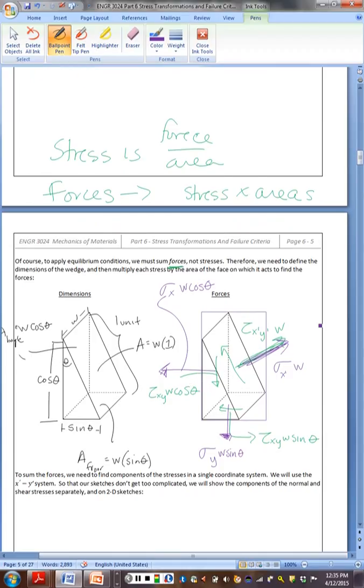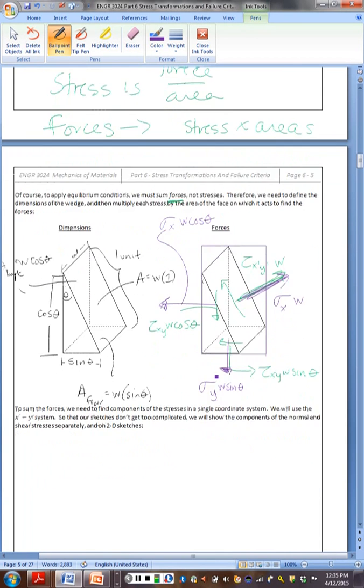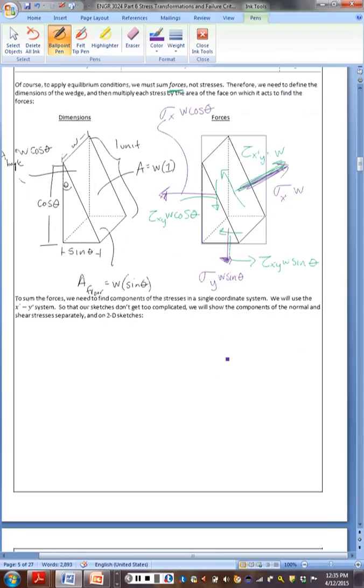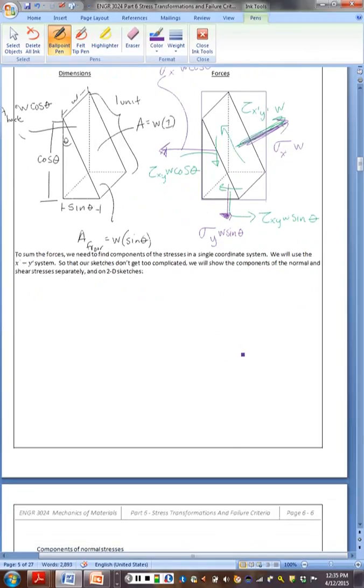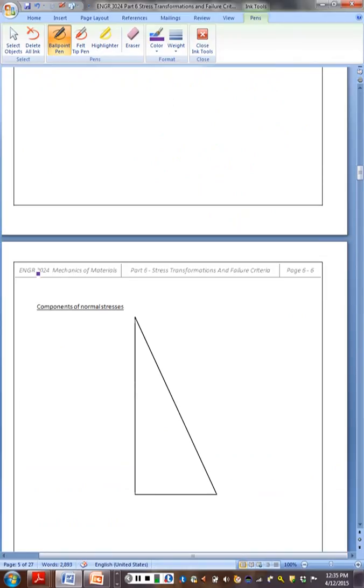We have mixed coordinate systems. The ones on the cut face are in our x prime, and the ones on the bottom and the back face are in our regular xy. So what we need to do is move everything into the x prime, y prime coordinate system. And we'll do that in turn on the normal stresses. We know that the one on this face, this force, is already in our x prime direction, and its magnitude is sigma x prime W.